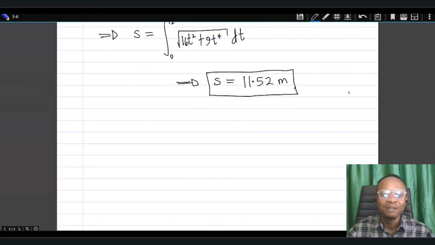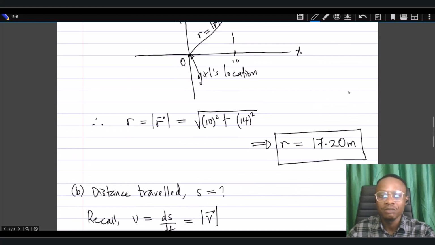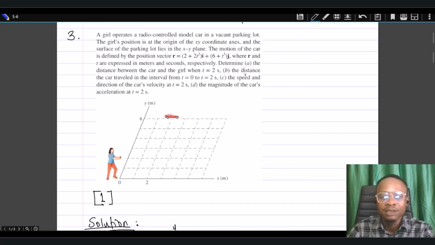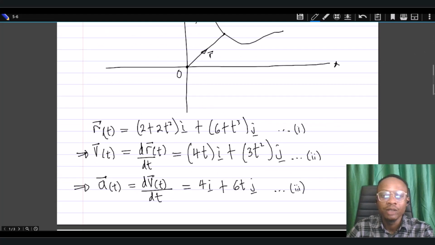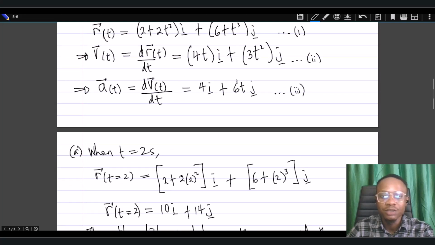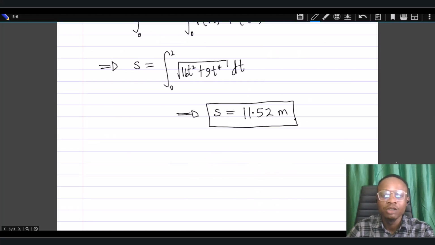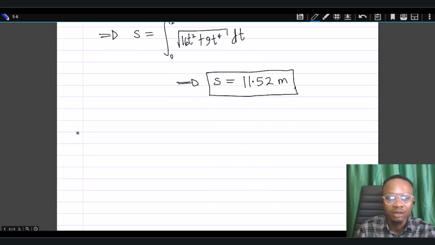We can now move on to consider the other part of this problem. So let us wipe this off. As I said, this is not required, so let us get rid of that. So the next part says we should get the speed and direction of the car's velocity at t equals 2 seconds. So we already know the expression for velocity. So we just substitute for t equals 2 seconds right here and see what that gives us.